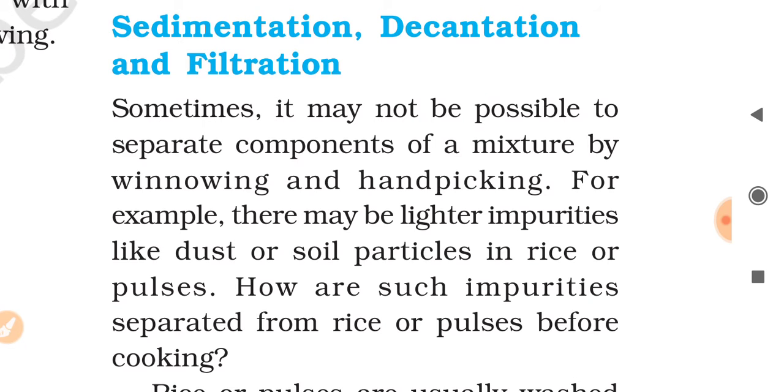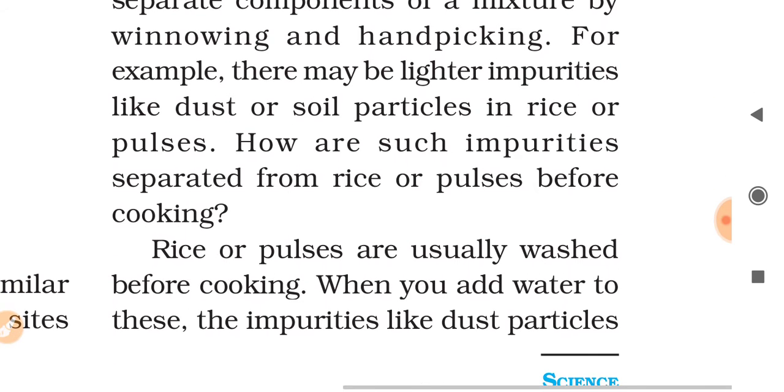Sometimes it may not be possible to separate components of a mixture by winnowing and handpicking. For example, there may be lighter impurities like dust or soil particles in rice or pulses. How are such impurities separated from rice or pulses before cooking? So how can we remove them? Rice or pulses are usually washed before cooking.